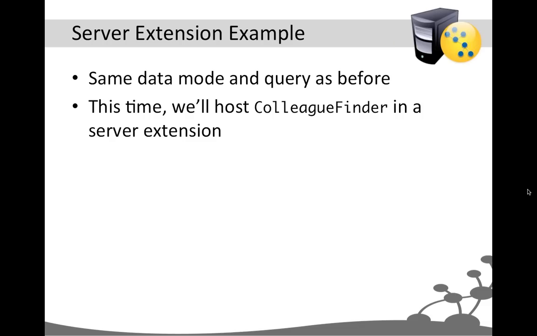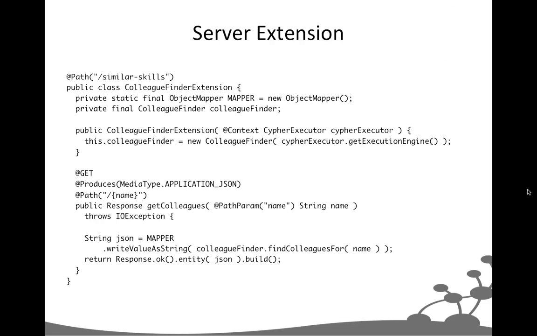Okay. So it's going to be the same data model and the same query as before, and in fact we're going to reuse that ColleagueFinder, but we're now going to host that ColleagueFinder inside of what we call an unmanaged extension, so we can actually expose it to the outside world over the network. So server extensions, these unmanaged extensions, very simple bits of code that you can write. You just supply a few annotations, and then once they're compiled, you can actually place them inside of the server.